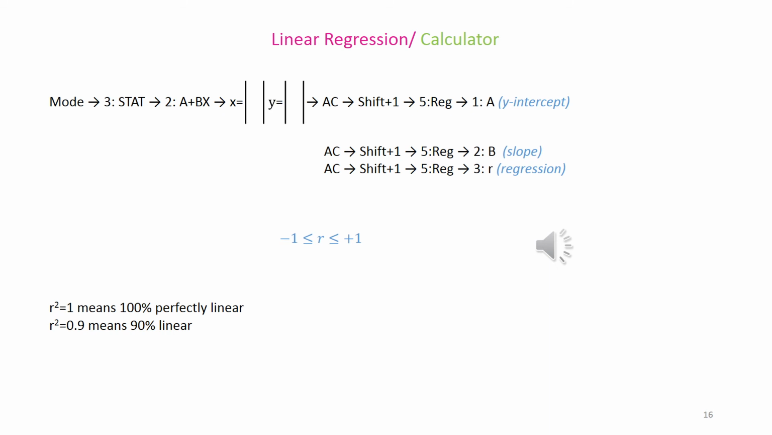If it's closer to 0, or if R is equal to 0, this means that X and Y are independent, meaning they have nothing to do with each other. And if R is, for example, 0.2, it means a 20% relation between X and Y, meaning the correlation between X and Y is 20%.